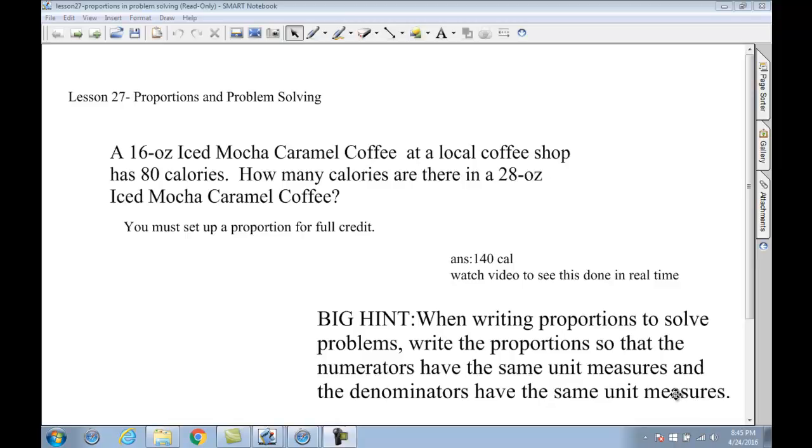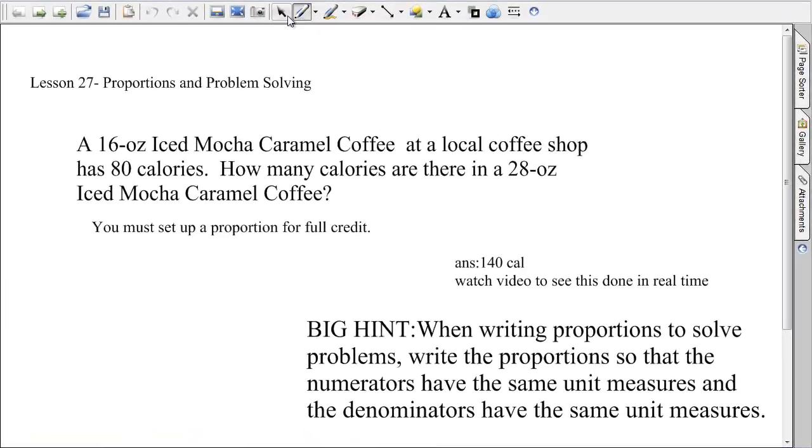Okay, welcome back. Lesson 27, proportions and problem solving. So I had to, of course, throw in a little example problem involving one of my favorite things, which is iced coffees. So let's dive right in. A 16-ounce iced mocha caramel coffee at a local coffee shop has 80 calories. How many calories are there in a 28-ounce iced mocha coffee?